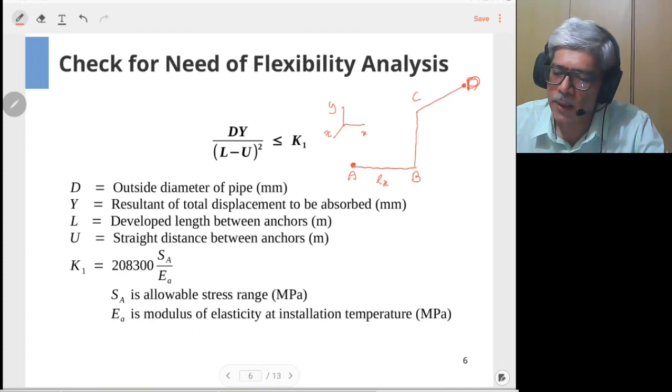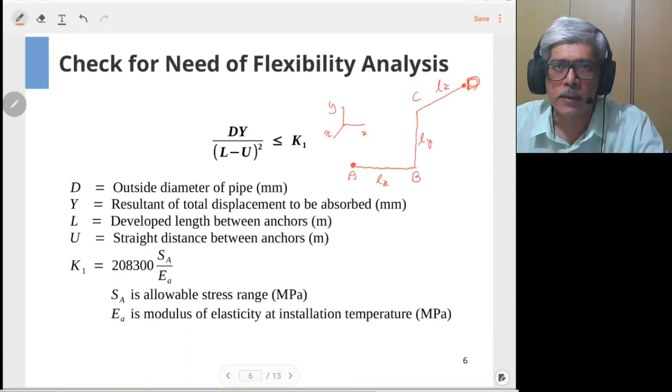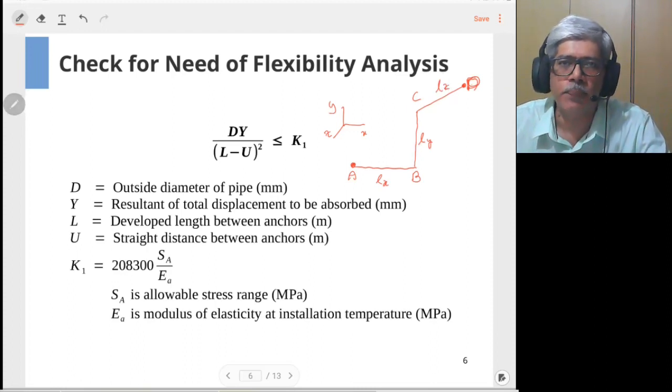B to C is in Y direction. So I'm calling this LY. And C to D is in the Z direction. So I'm calling this length LZ. So it is just simple for understanding the formula. I'm just making out one pipeline. The actual layout can be different.